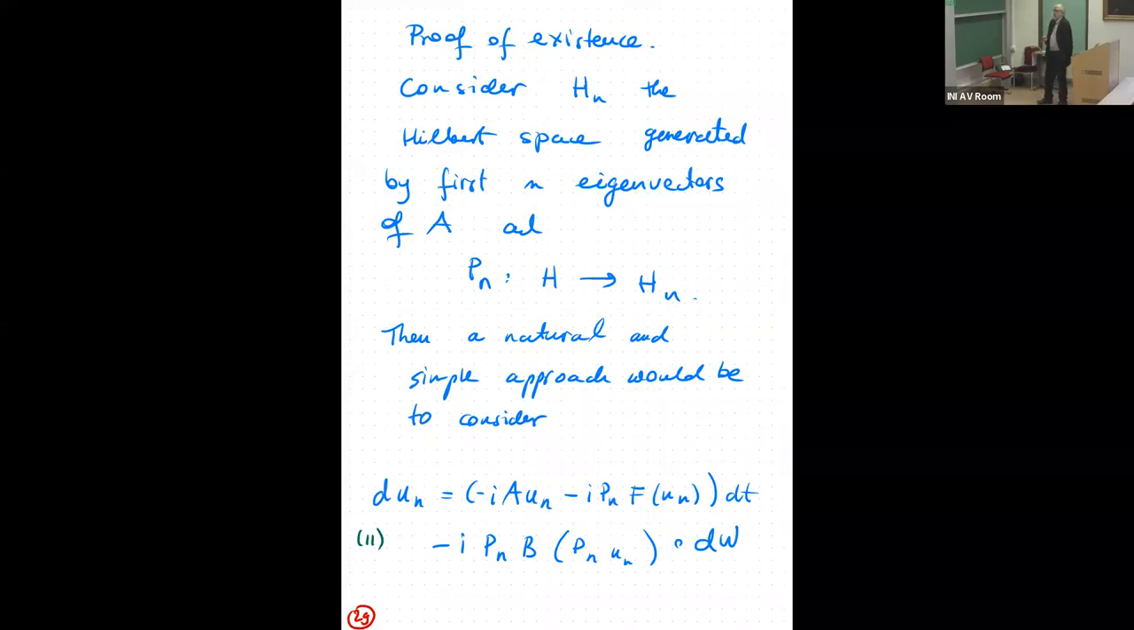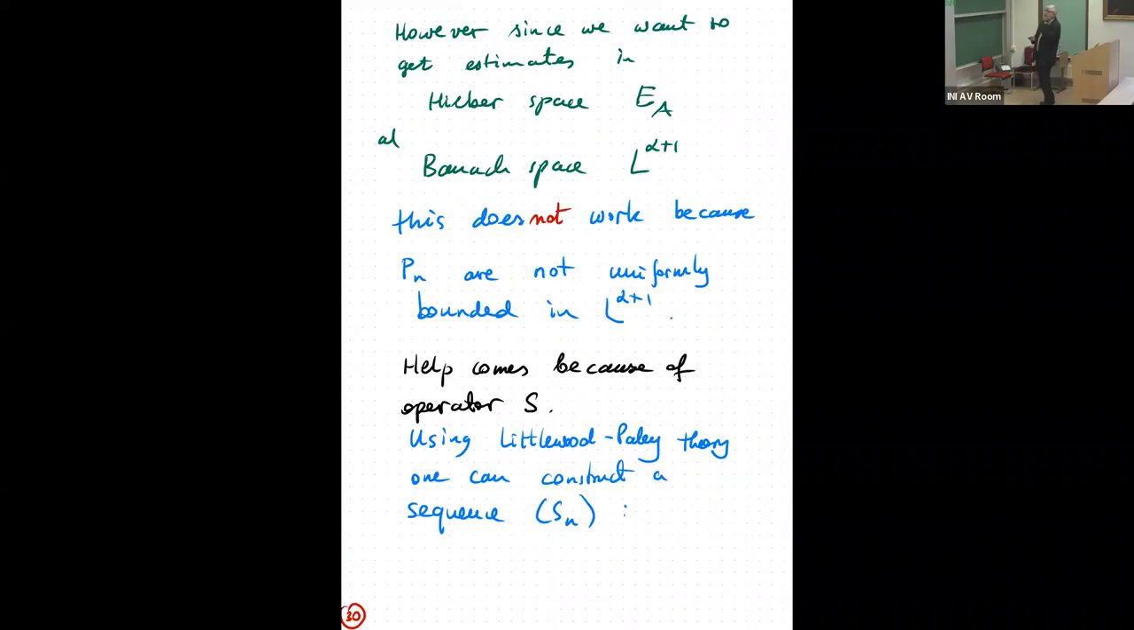So now this is a classical Galerkin approximation. However, there is a problem, namely these Pn's are uniformly bounded in L2 space, but they are not uniformly bounded in these Lebesgue spaces. And that is what we need.